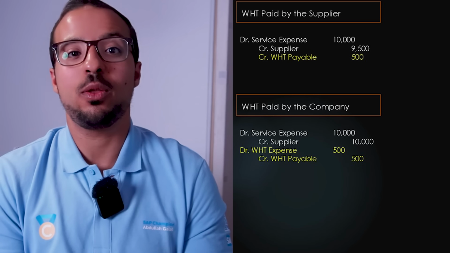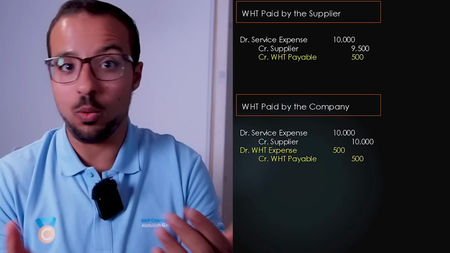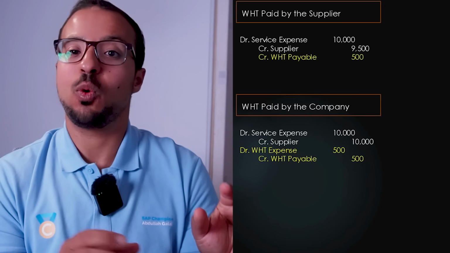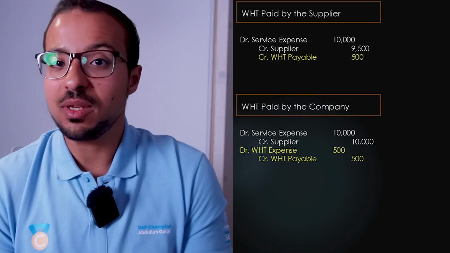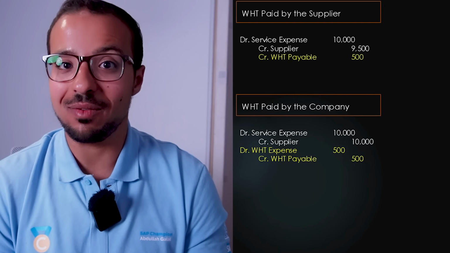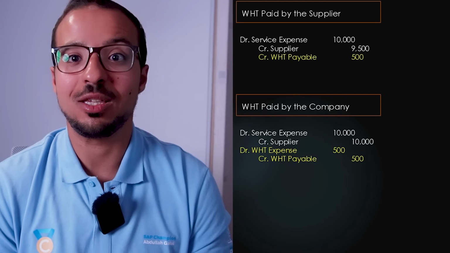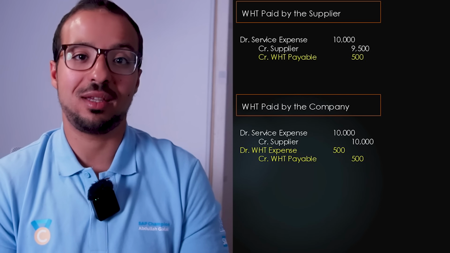Then we add two other lines. We have a debit to an expense account, maybe a withholding tax expense, you can call it anything, for 500, and we have a credit to the withholding tax payable account for 500. In this case, the supplier received the full 10,000 and the 500 withholding tax is paid by us, by the client. So this is the second case.